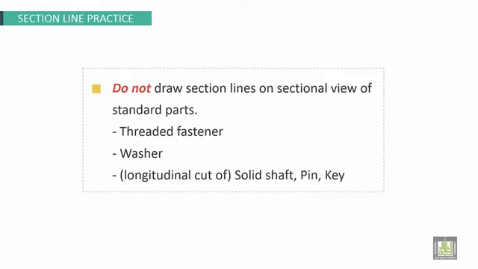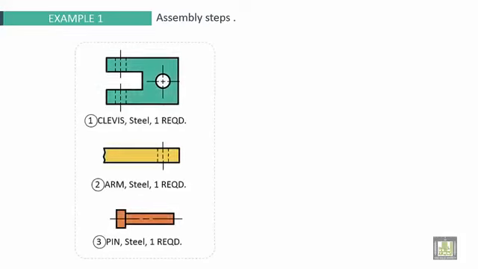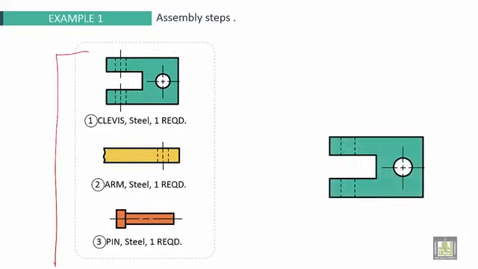Do not draw section lines on a sectional view of standard parts, for example threaded fastener, washer, longitudinal cut of solid shaft, pin or key. We'll take an example here. We have to make an assembly of these 3 parts. So part number 3 is a standard part.